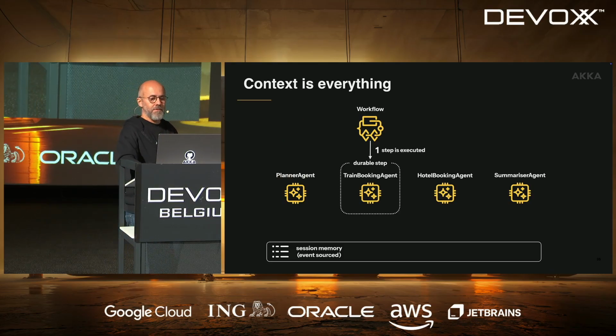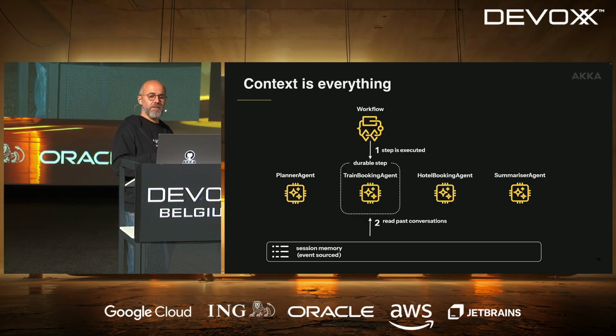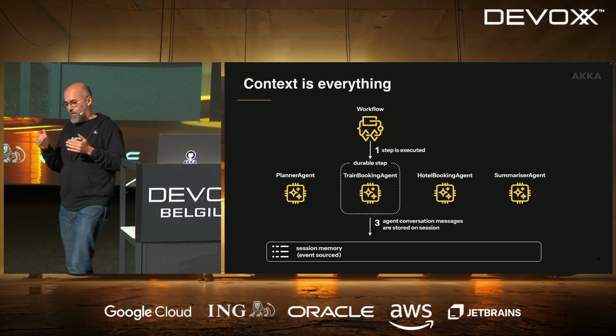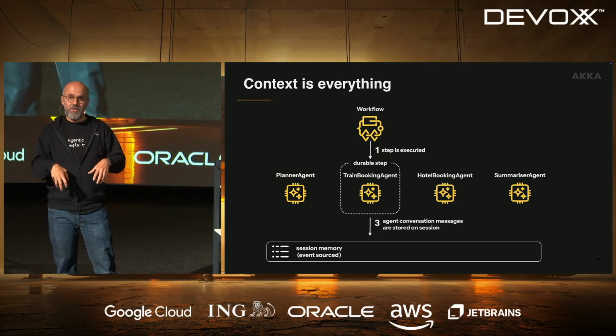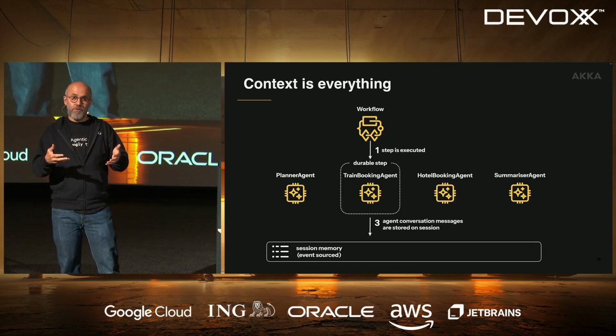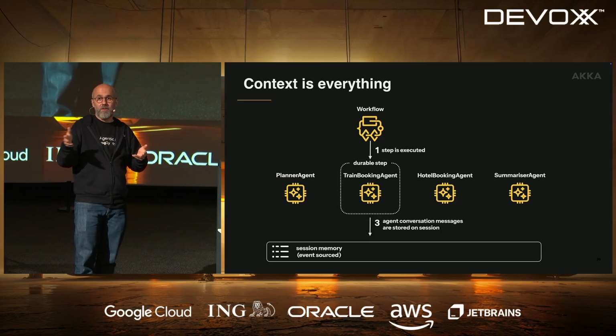And then let's say that we go to the next step, and then things will repeat, except that here, first we're going to read the conversation so the train booking agent can see what the planner said and do his stuff. Now, by default, all agents in Akka participate in a session. You don't have to participate in the same session. It's just an ID that you choose for your session, so you can choose different IDs for each agent so they don't see each other's conversations.